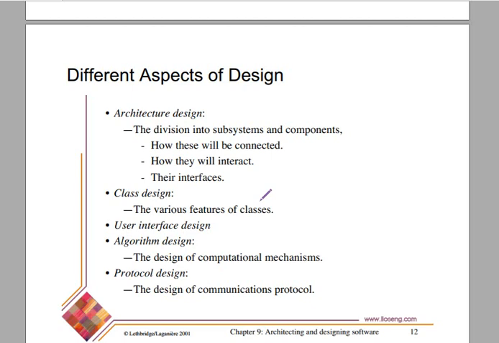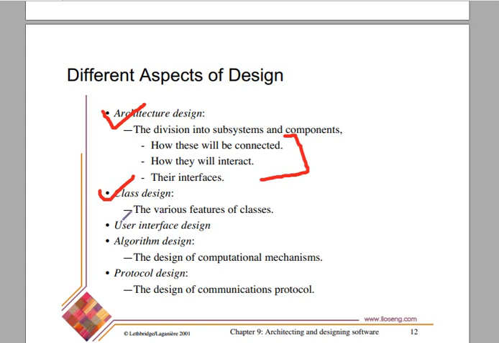Correct. So it's very easy, right? So how they will be connected, how they will interact, how their interfaces will work. All these decisions are made in architecture design. After that comes class design. In class design, you are going to design various features of classes, such as associations, what the attributes are, how they are going to interact, and what states a particular object can take, right? All these decisions or features are made in class design.